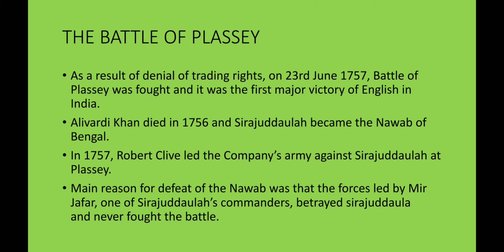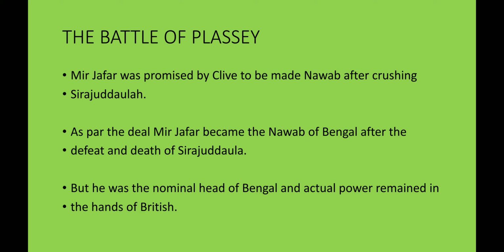After that, Clive managed to secure the support of Mir Jafar, one of the commanders of Sirajuddaulah, in lieu of the Nawab's position. Mir Jafar was made the Nawab after Sirajuddaulah's assassination. The company soon realized that even puppet Nawabs were not as helpful as needed to maintain a basic appearance of dignity in front of the subjects.